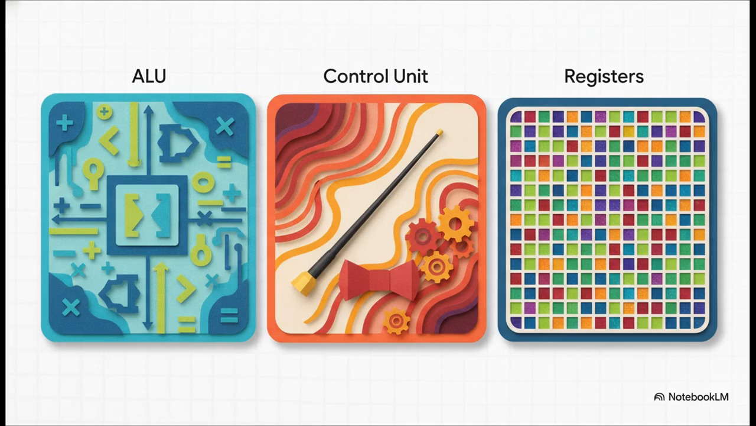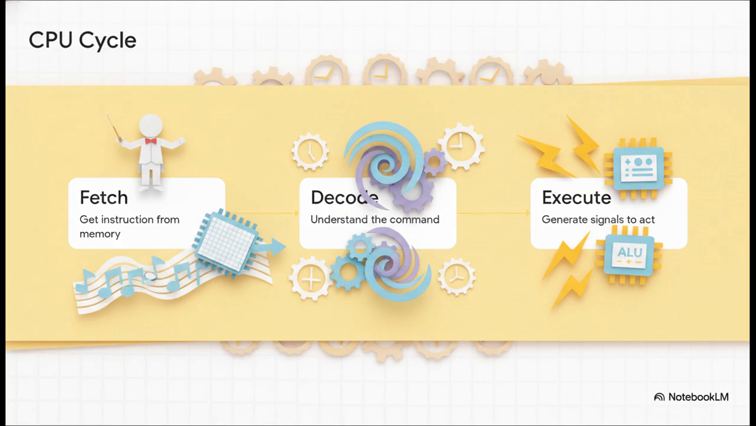And finally, we have registers. These are ultra-fast memory cells housed right inside the processor itself. To give you an idea of their scale, they usually hold just 32-bit or 64-bit values, but they operate at blazing sub-nanosecond speeds. Now, what's really interesting about this whole setup is the rhythm of that conductor, the control unit.